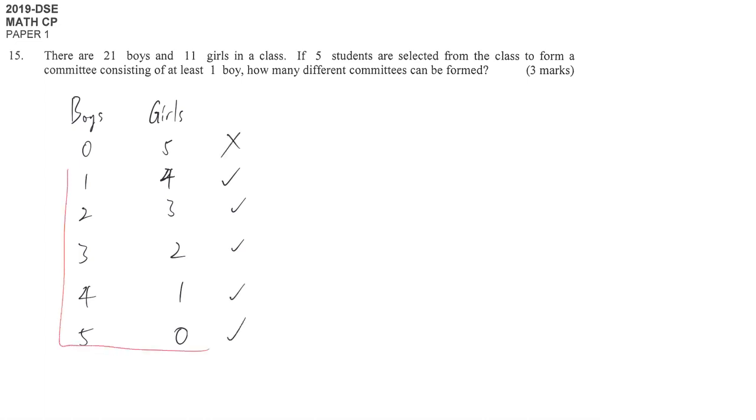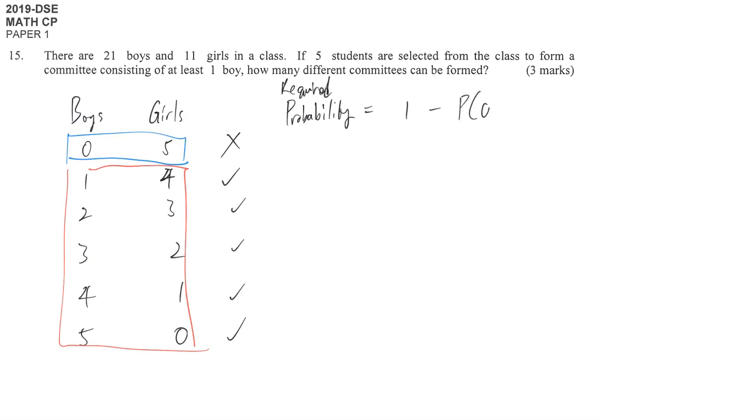So you may choose to calculate these 5 terms one by one, or a more simplified method is 1 all possibility, exclude the only one that you don't want. If I use this method, then you may write down the required probability is equal to 1, and then subtract the situation that we have 0 boys and all 5 girls.